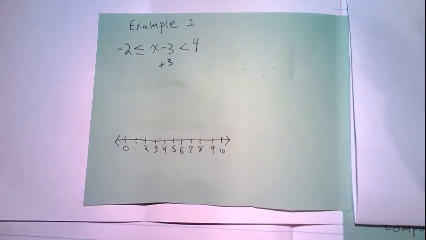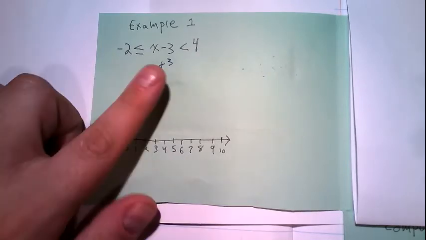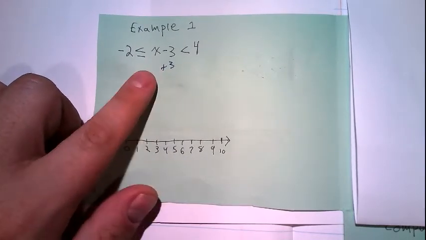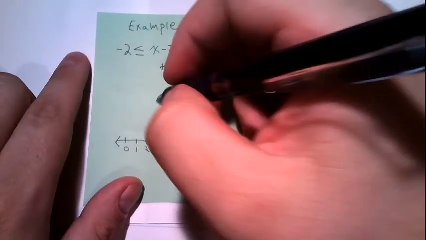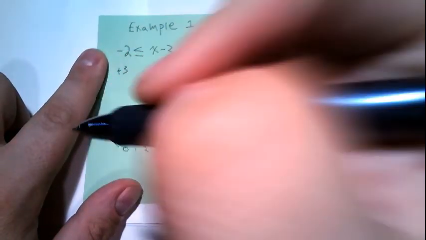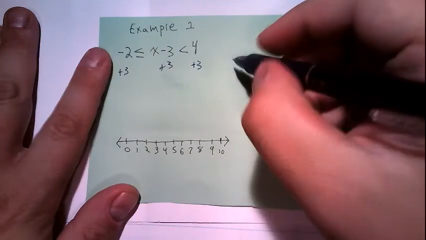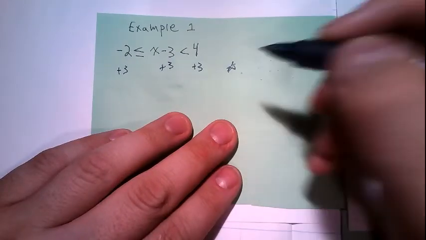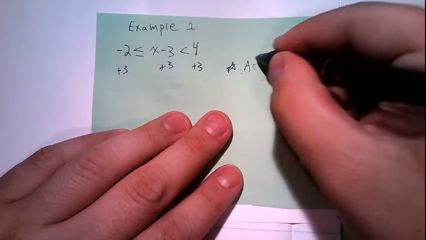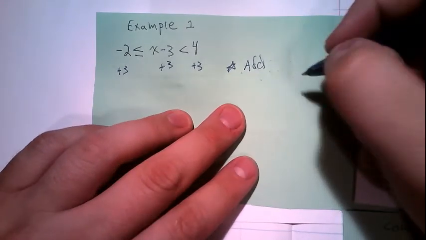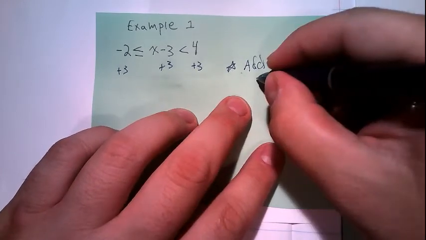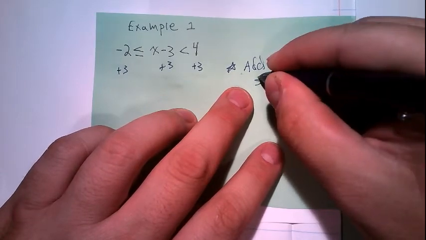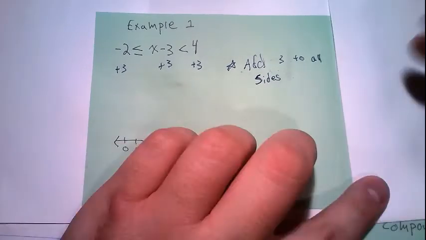But take a look at this. I have 2 inequality symbols. So if I add 3 here, and I want to keep everything balanced, I've got to add 3 on this side, and add 3 on that side. So my first step, okay, whenever I do an operation, I have to do it to every side of the inequalities. So we're going to add 3 to all sides. Now let's see what happens when I do that.